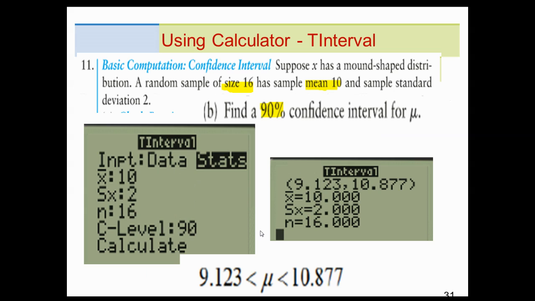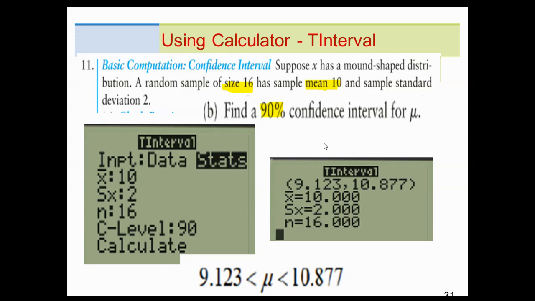All right, so how do I do this with my calculator? Go to stat, arrow over to test, come down to number 8. Once again, I'm using stats. In other words, I give you the sample size, I give you the mean and all that. X bar is 10, there it is, the mean is 10. Standard deviation, I didn't highlight it, is 2. And the size is 16, n. And we're looking for a 90% confidence level.